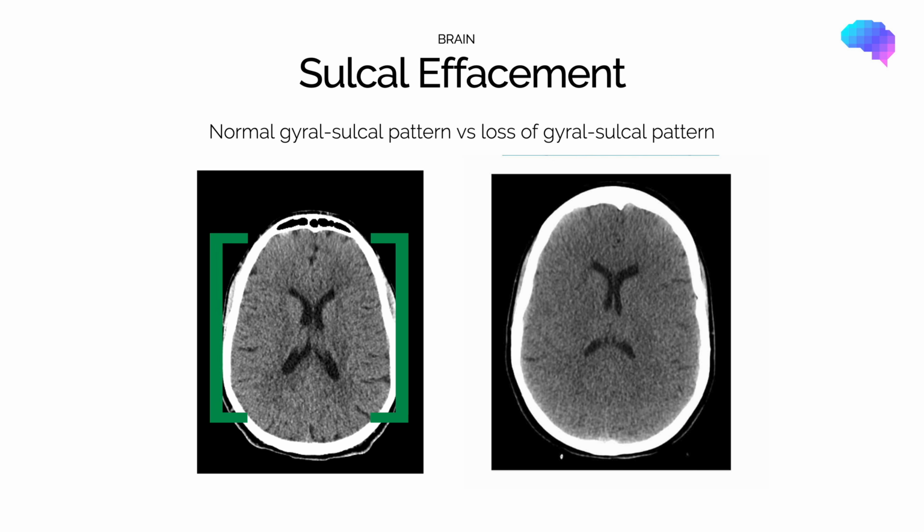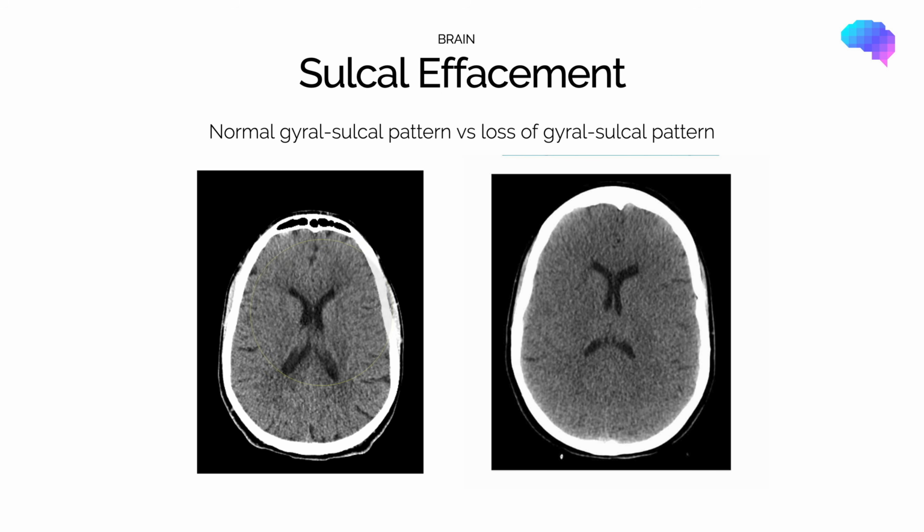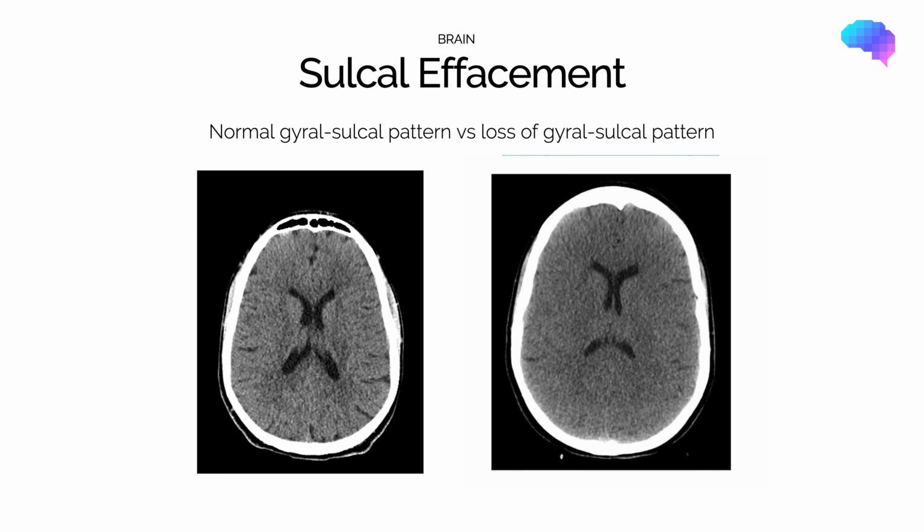So the scan on the left hand side shows normal, healthy grey-white differentiation in the brain. There are some areas of darker tissue towards the centre, and then as we go out towards the skull, some areas of lighter grey tissue. Now this represents grey matter around the outside of the brain, being connected by white matter tracts through the middle.